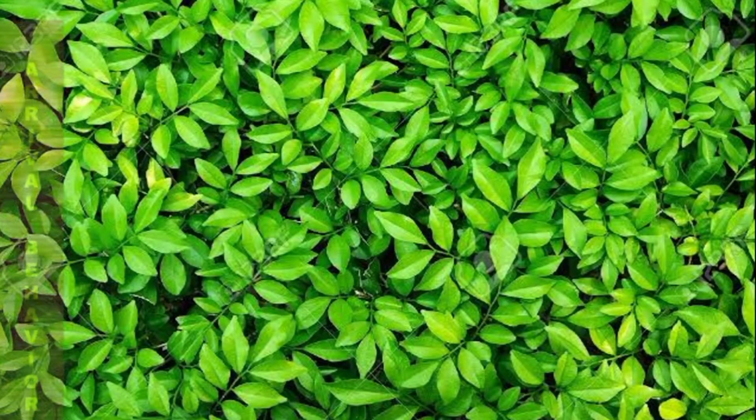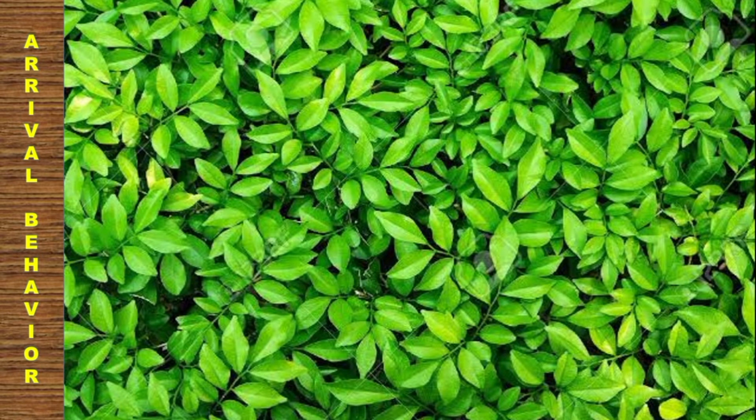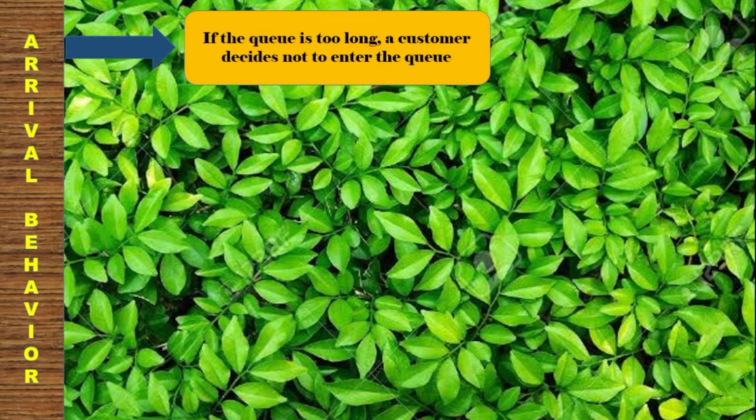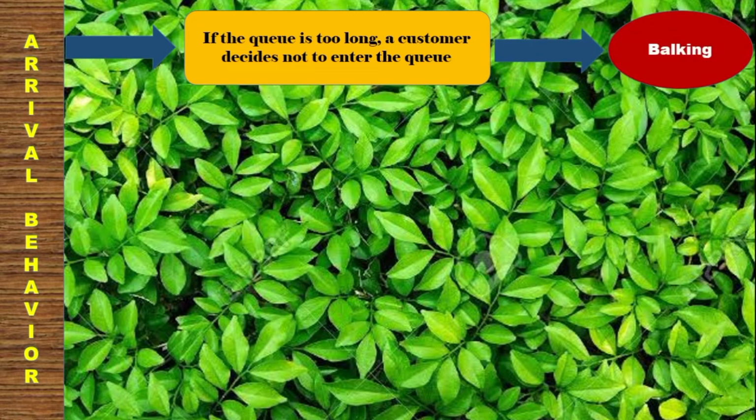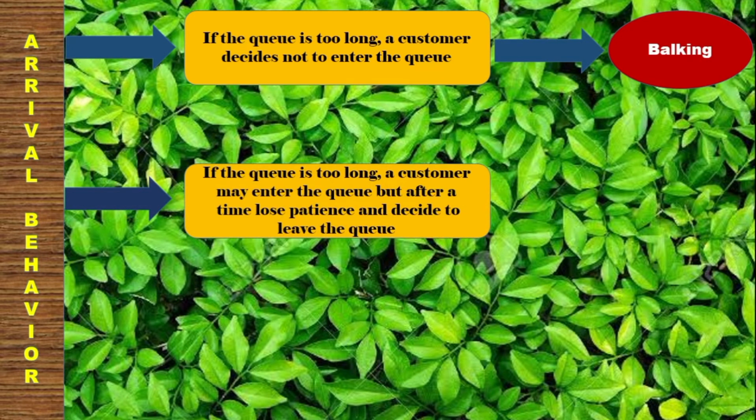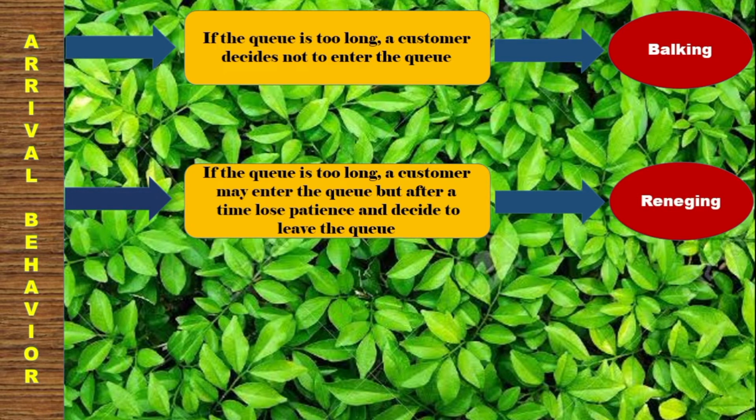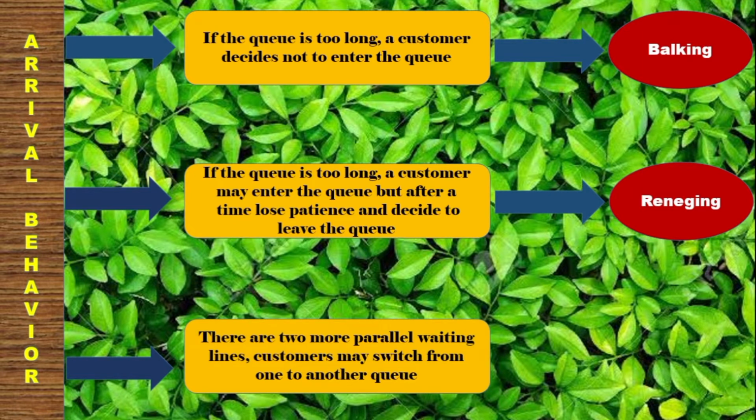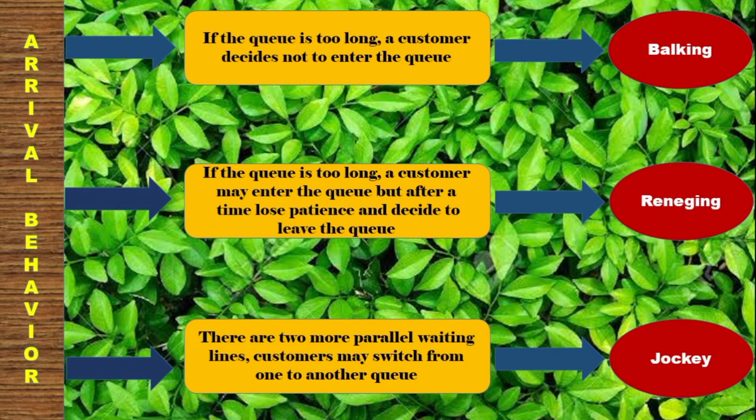Before explaining the basic characteristics, it is also necessary to know the reaction of the arrival entering the system. The arrival behavior may vary according to his patience. If the queue is too long, a customer decides not to enter the queue, then we say that he is balking. If the queue is too long, a customer may enter the queue but after a time lose patience and decide to leave the queue, then we say that he is reneging. If there are two or more parallel waiting lines, the customer may switch from one queue to another, that is jockeying for position.